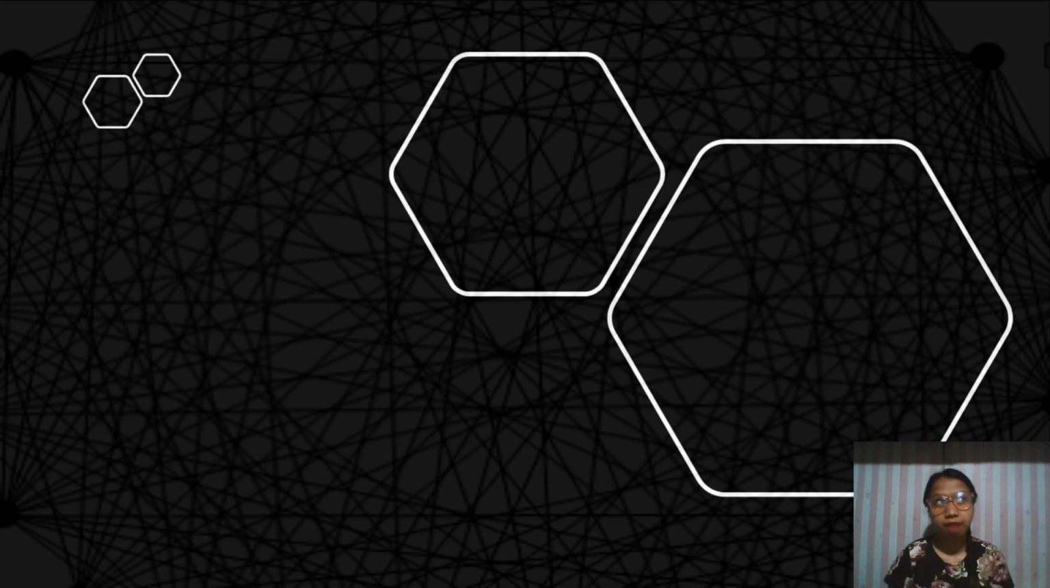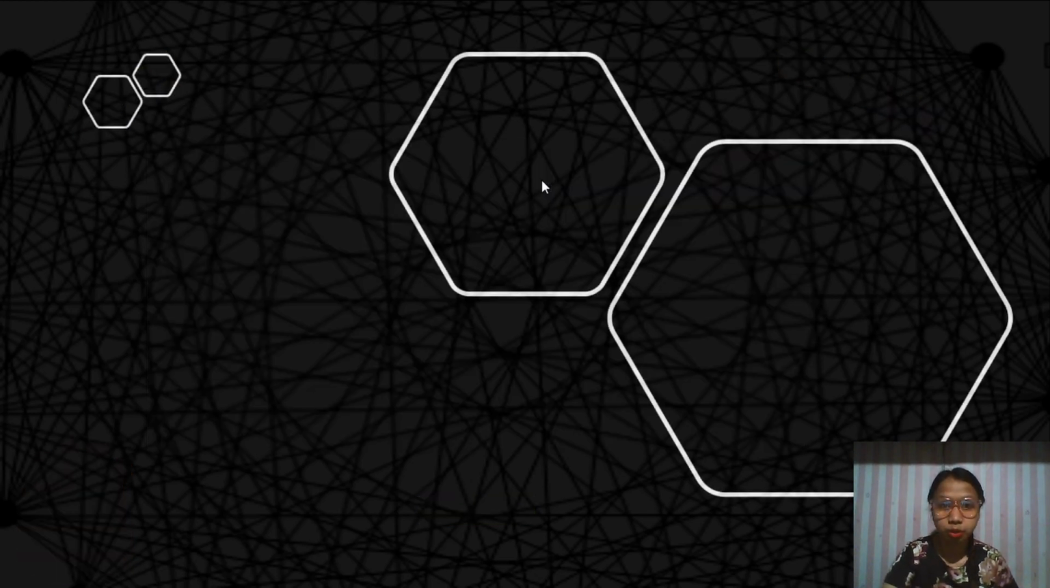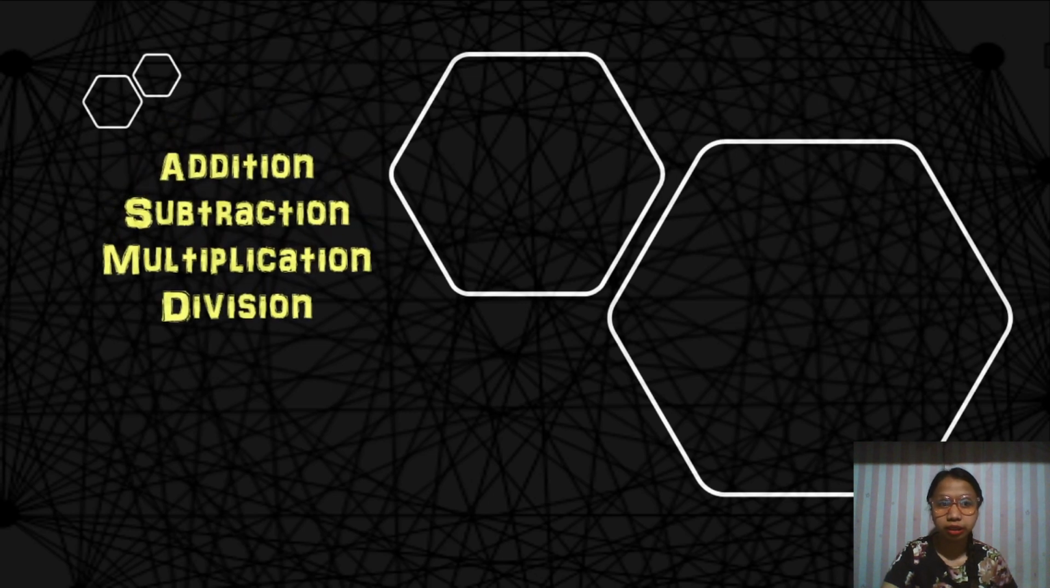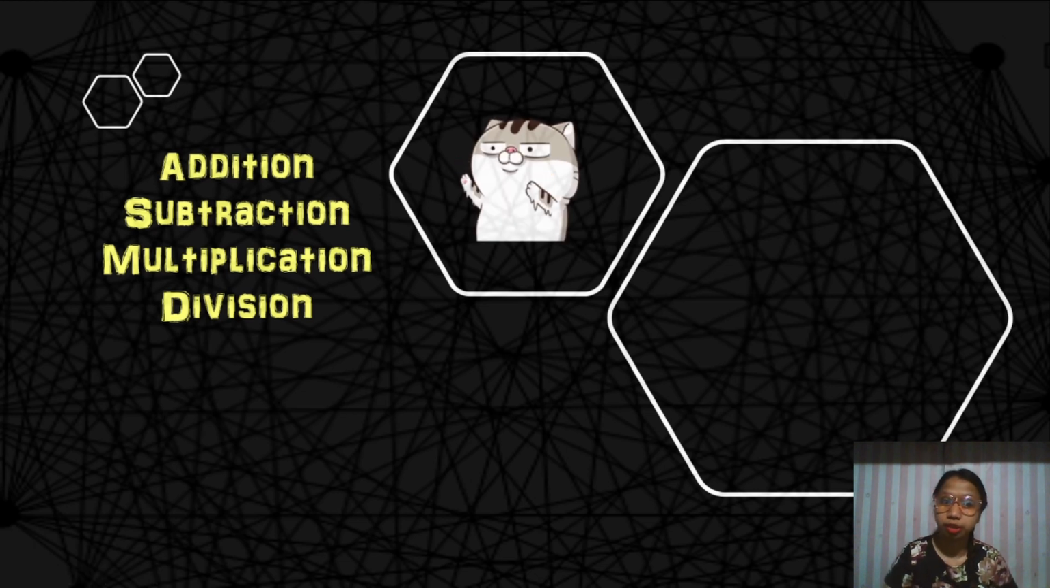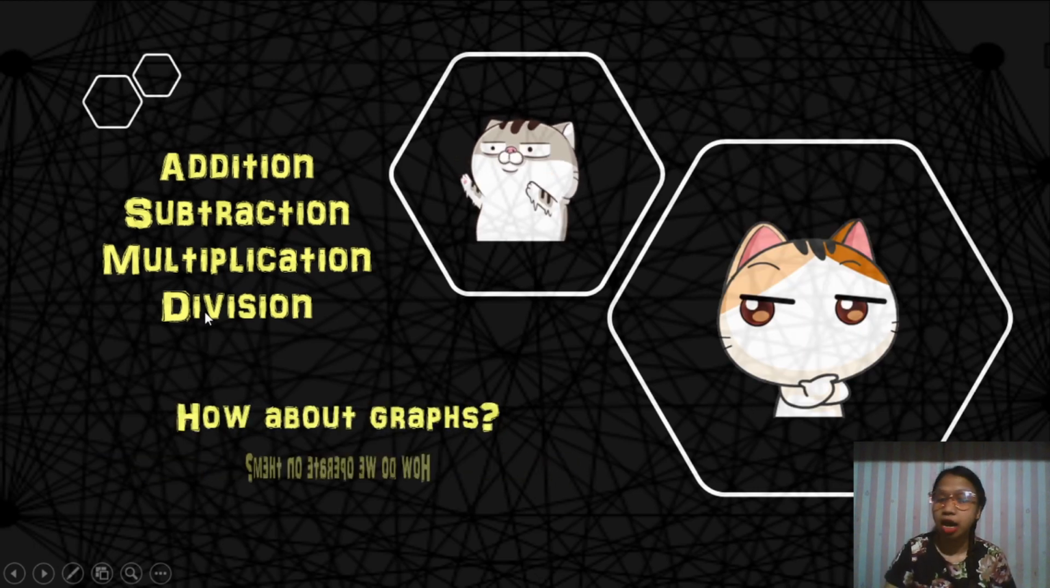So graphs are similar to numbers, wherein we represent numbers by using symbols, and here in graphs we represent the group of vertices and edges as illustrations. Aren't you wondering? We know for a fact that we have operations on numbers, right? Addition, subtraction, multiplication, and division. So, how about graphs? How do we operate them?